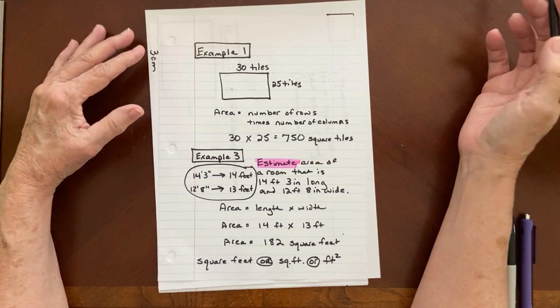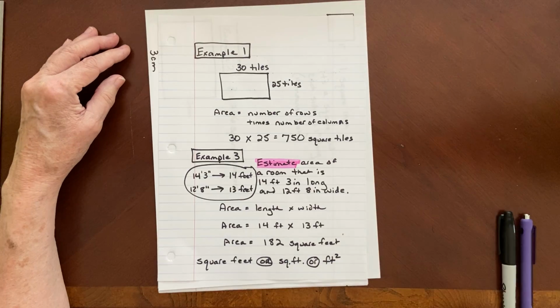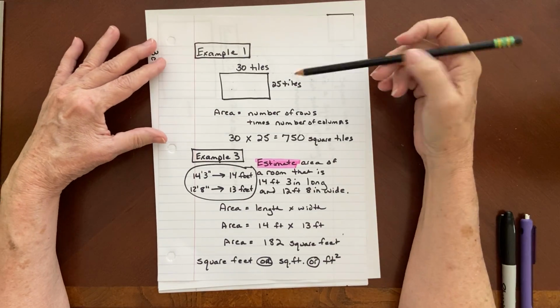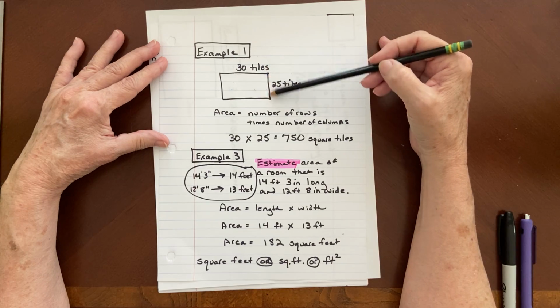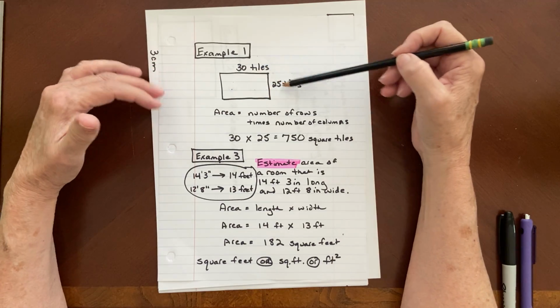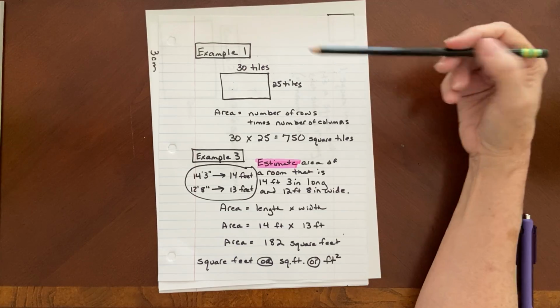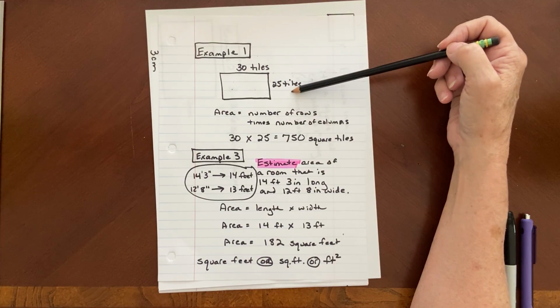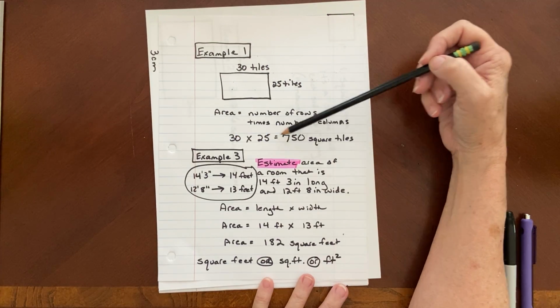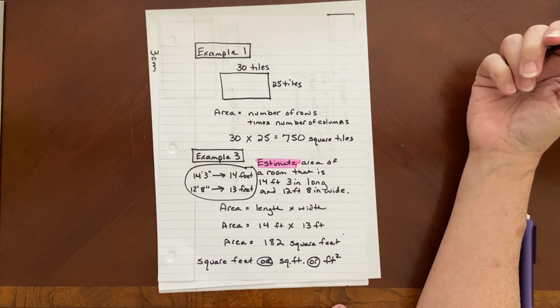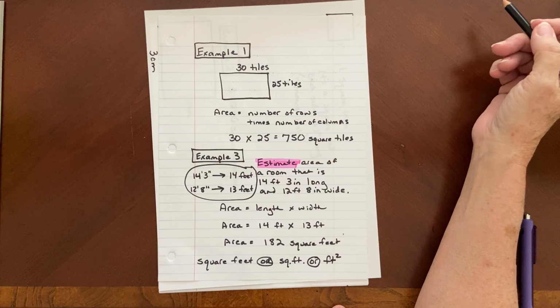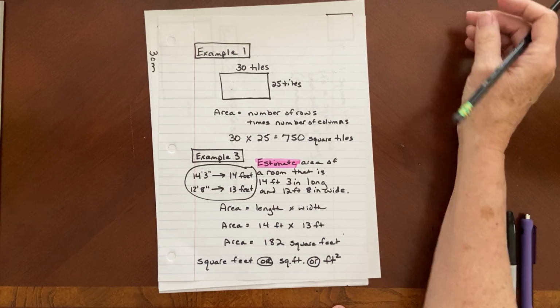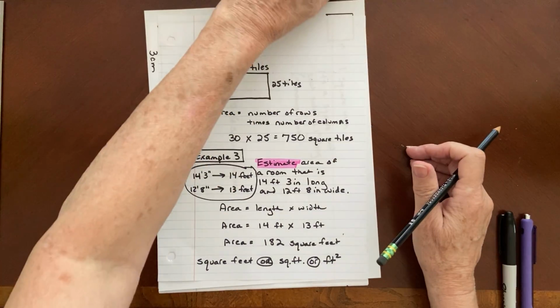So we can do exactly what we just did with my little 48 square tile classroom. This is a bigger classroom, isn't it? And I'm going to say 30 across and 25 deep, or length and width. And I know that I'm going to multiply the number of rows times the number of columns, so 30 times 25, and I'm going to get 750 square tiles is what I'm going to need to cover up the floor in that classroom. Okay, let's look at example 2.